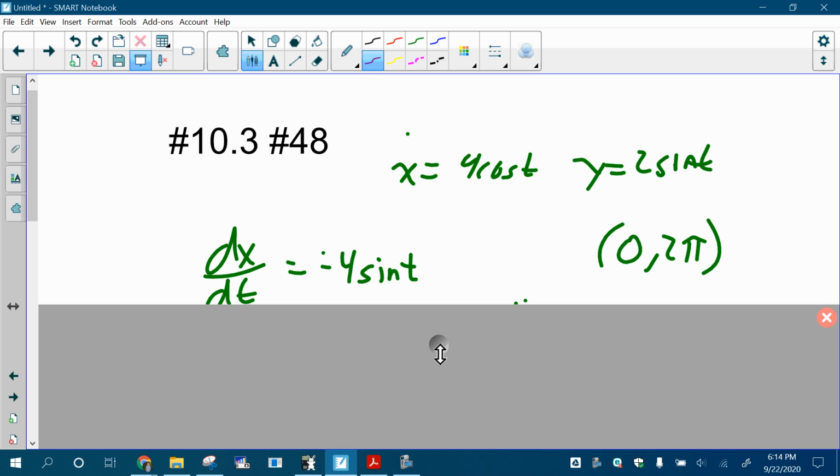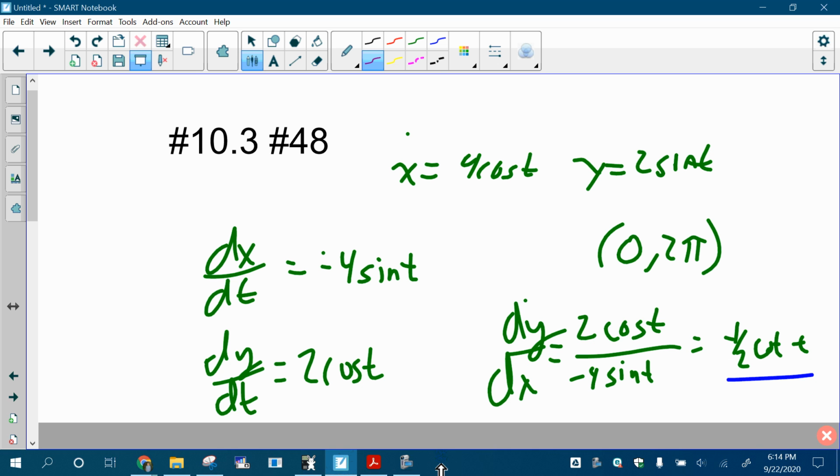So I'm going to find dx dt and dy dt. Check, I already wrote this out. So here's dx dt, there's the dy dt. I'm going to stack them, dy dt over dx dt. Simplify. That's dy dx. It's my first derivative.